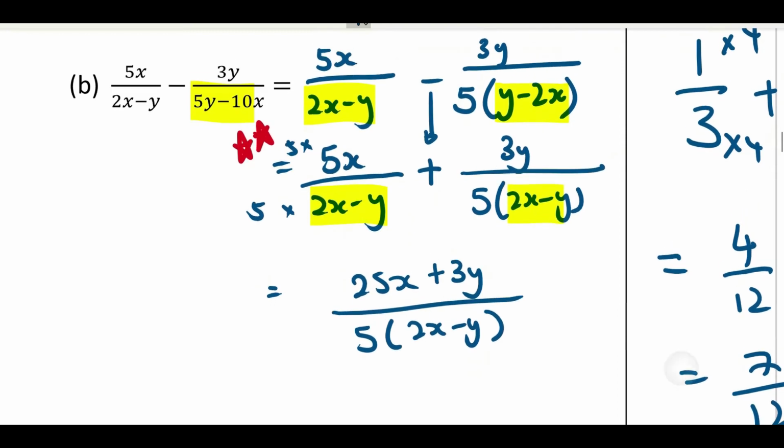Alright? So whenever you see 2 terms or 3 terms, see whether you can factorize or not. 2 terms, normal factorization. 3 terms, cross factorization. 4 terms, most of the time is factorization by grouping.